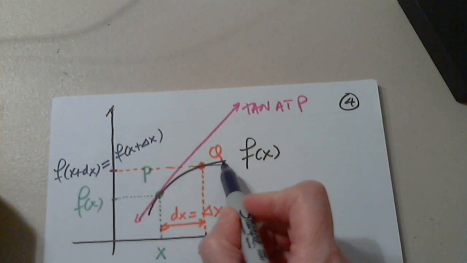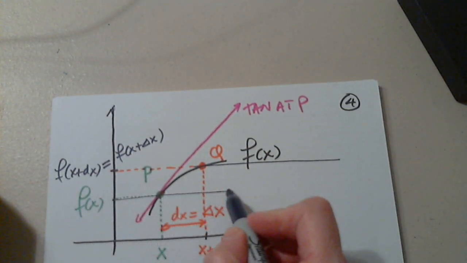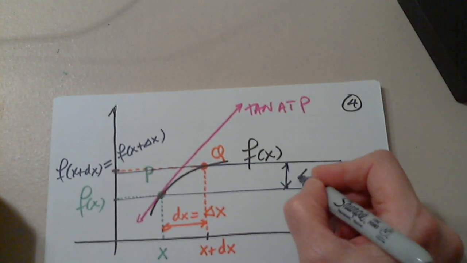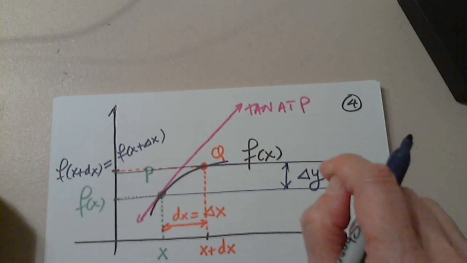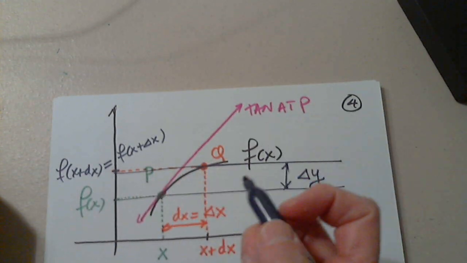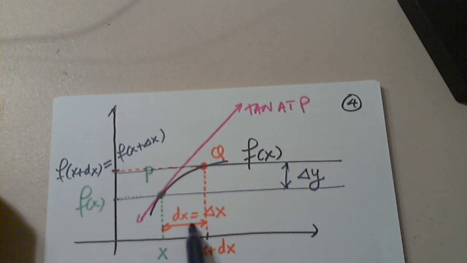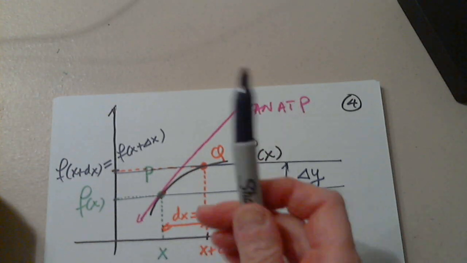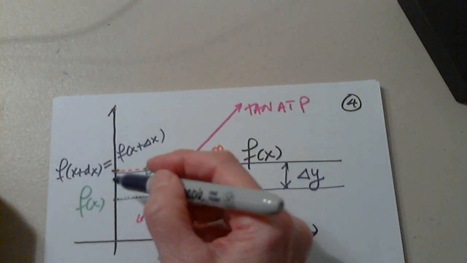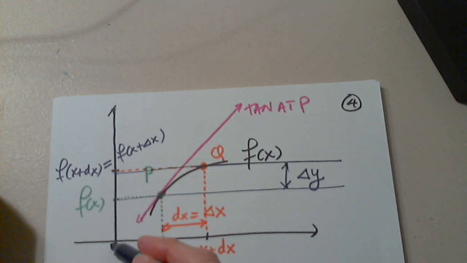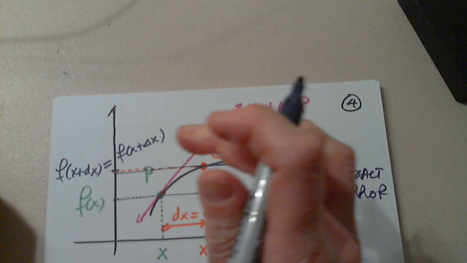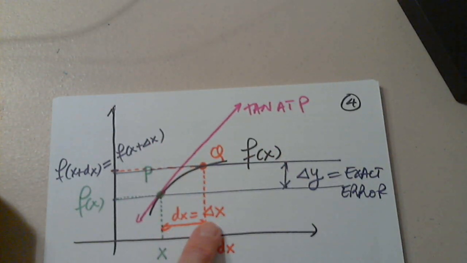Good. So then, now we are interested in this distance. This is exactly the exact distance. This is delta y, the exact error produced by this tiny error in x. So what is this piece? This minus this. This is the exact error in the function triggered by the tiny error in x.